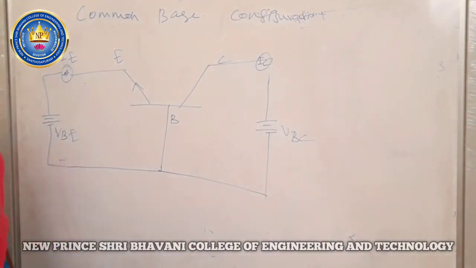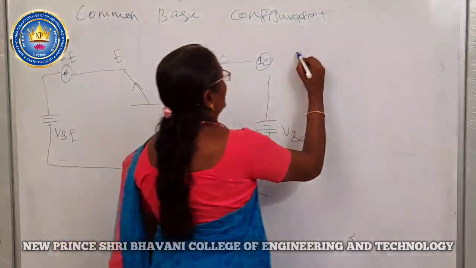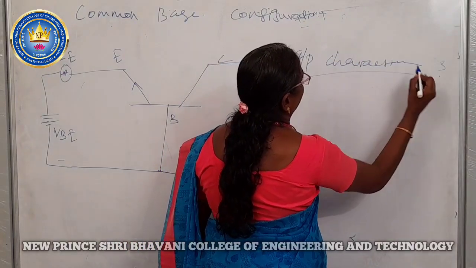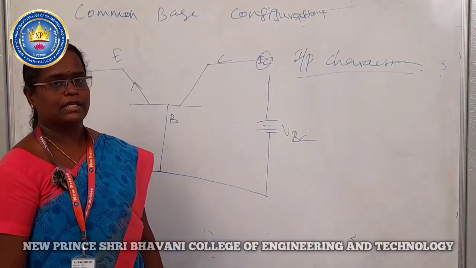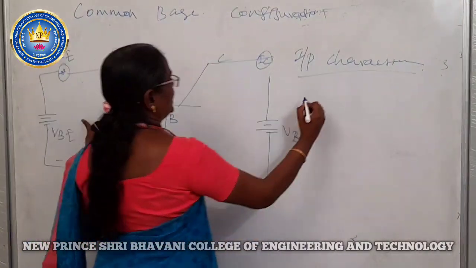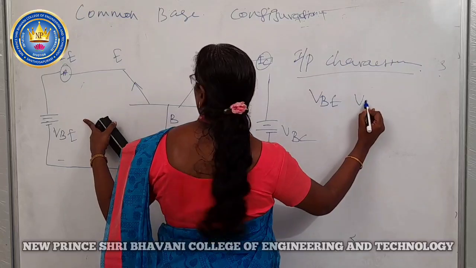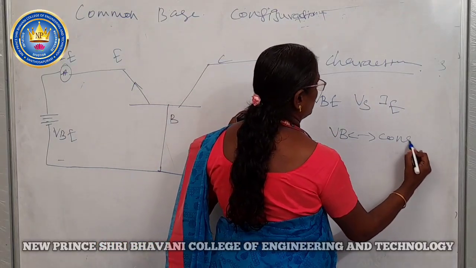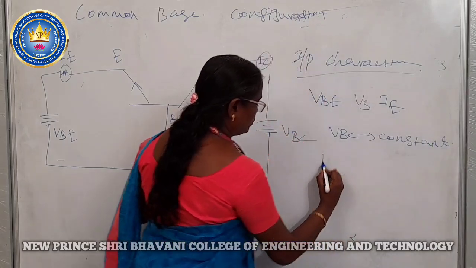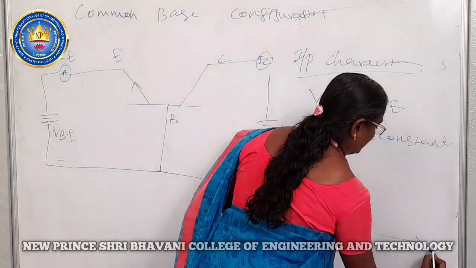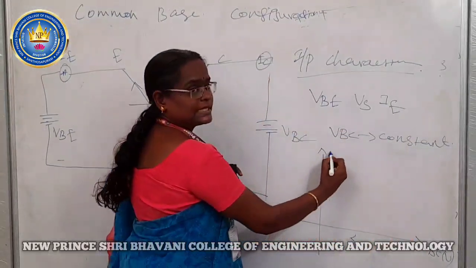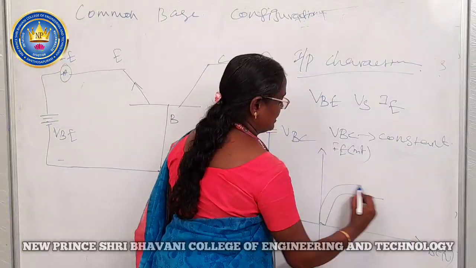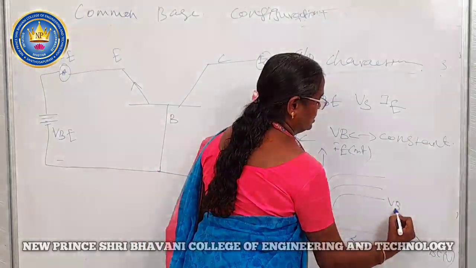Okay. So here also I have to draw the graph for input characteristics and then output characteristics. First I have to discuss input characteristics. Input characteristics means you have to plot the graph between input voltage versus input current, and the output voltage is kept constant. So you have to draw the graph between VBE versus IE, and VBC is kept constant.